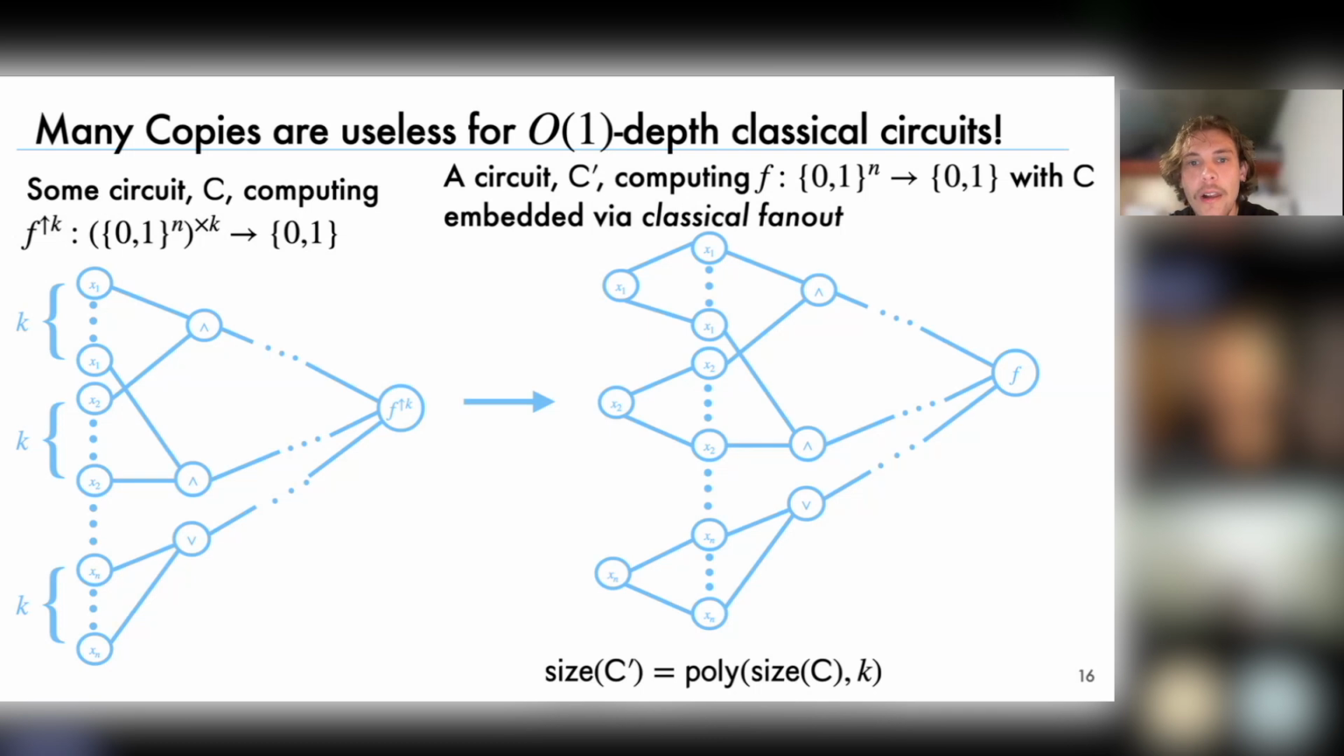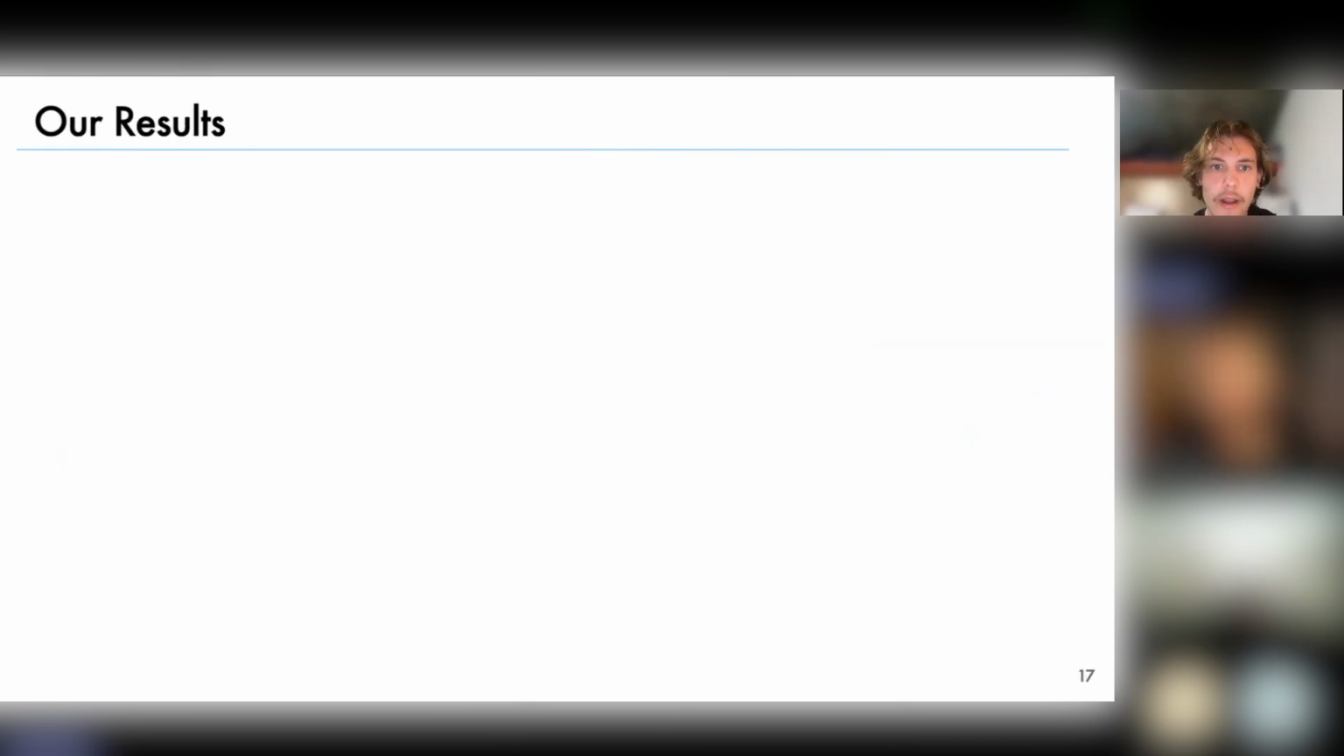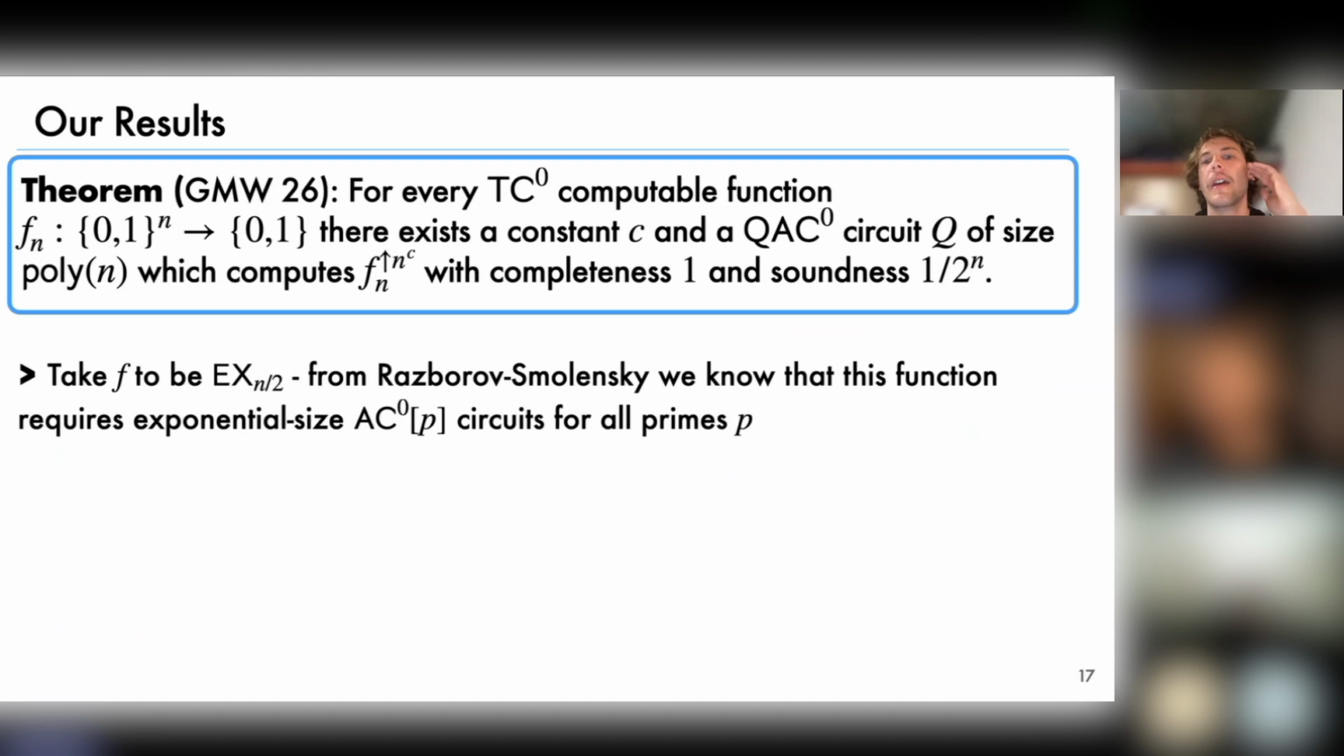And so maybe this didn't make sense, but all I'm trying to say is that F up arrow K and F have the same classical complexity up to polynomial factors for sort of any model of interest, at least in this constant depth regime. And so this is a bit strange, only because we're able to compute very hard functions quantumly once we have many copies of the input.